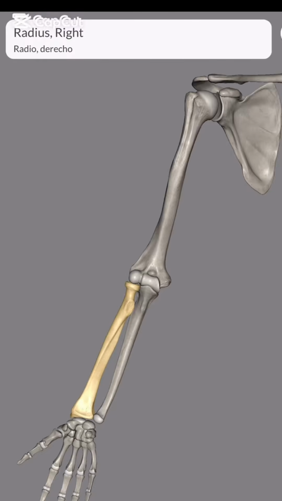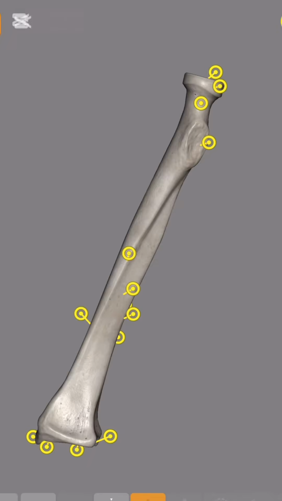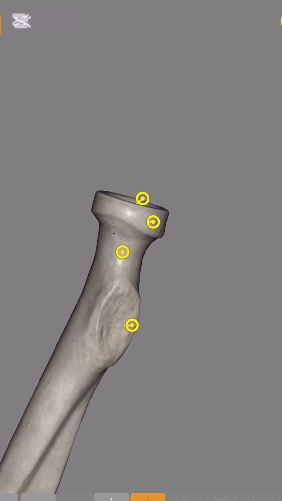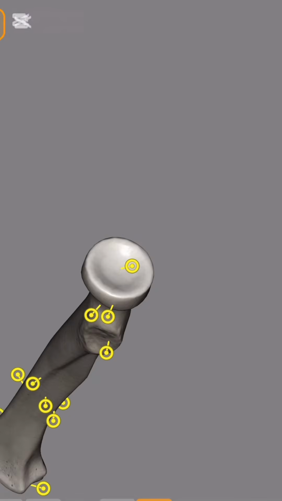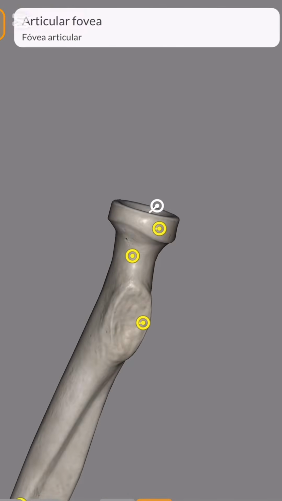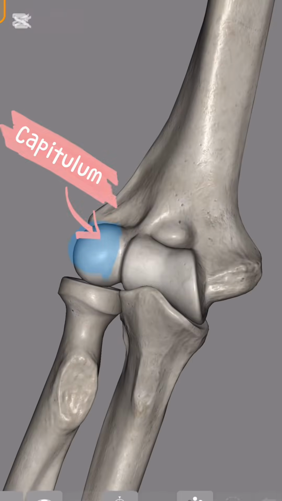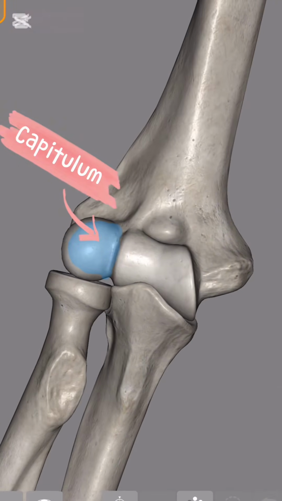The radius is the lateral and shorter of the two forearm bones. Its proximal end includes a short head, neck, and medially directed tuberosity. Proximally, the smooth superior aspect of the discoid head of the radius is concave for articulation with the capitulum of the humerus during flexion and extension of the elbow joint.